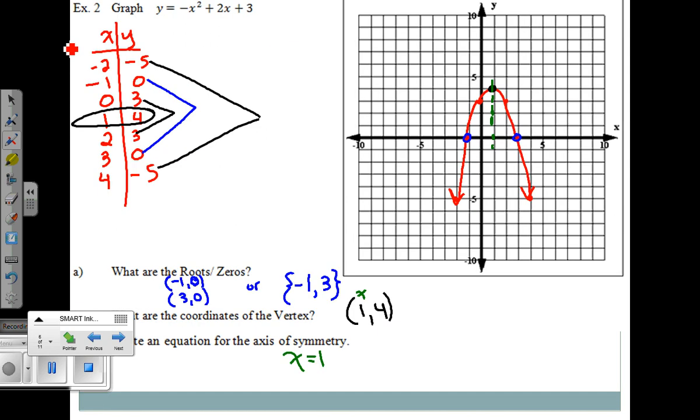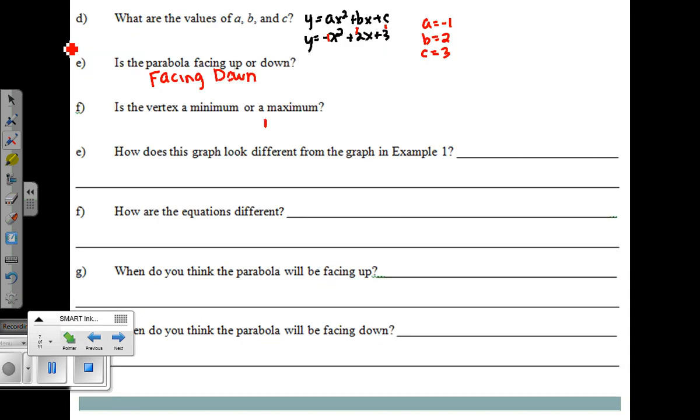And the vertex is on top, so that point is the location of a maximum because it's on top. So for E, F, G, and H, we're just going to be talking about these, and you can write these responses down. But we said that the graph in example 1 was facing up, and this one's facing down.